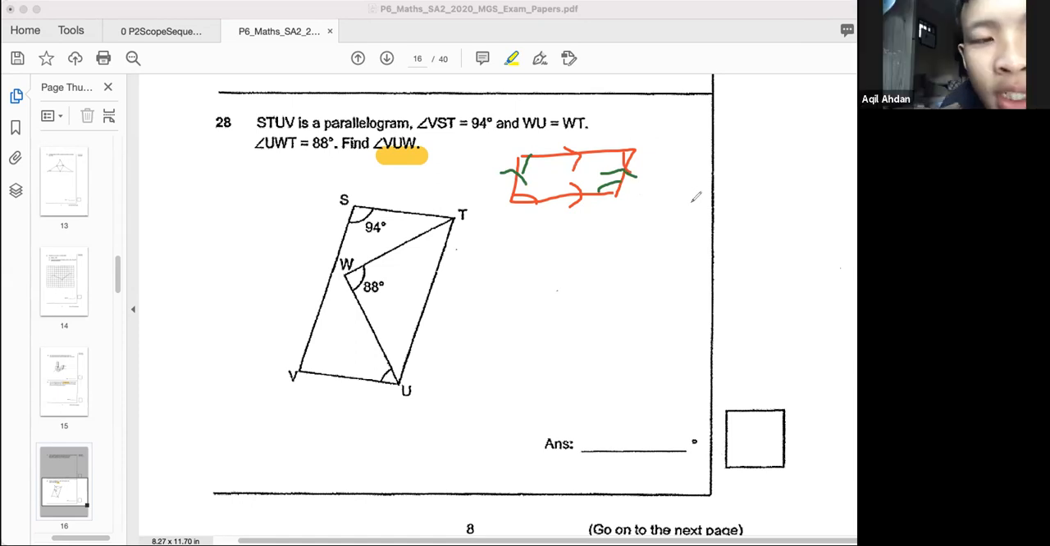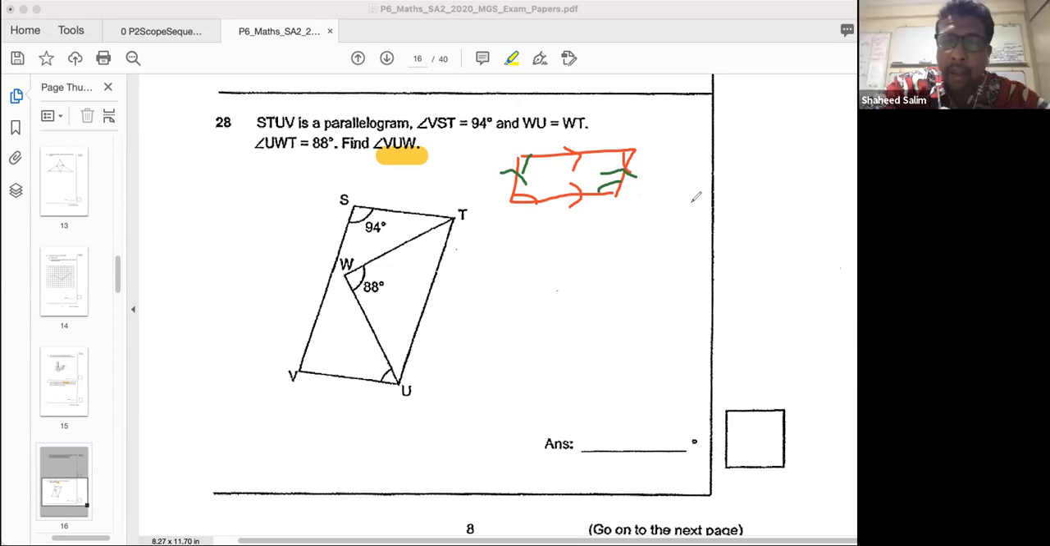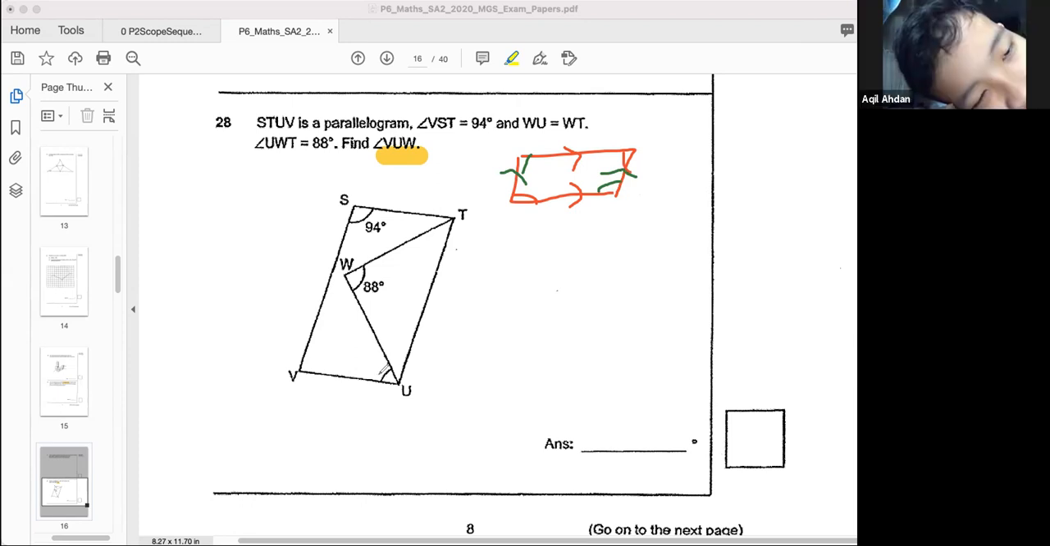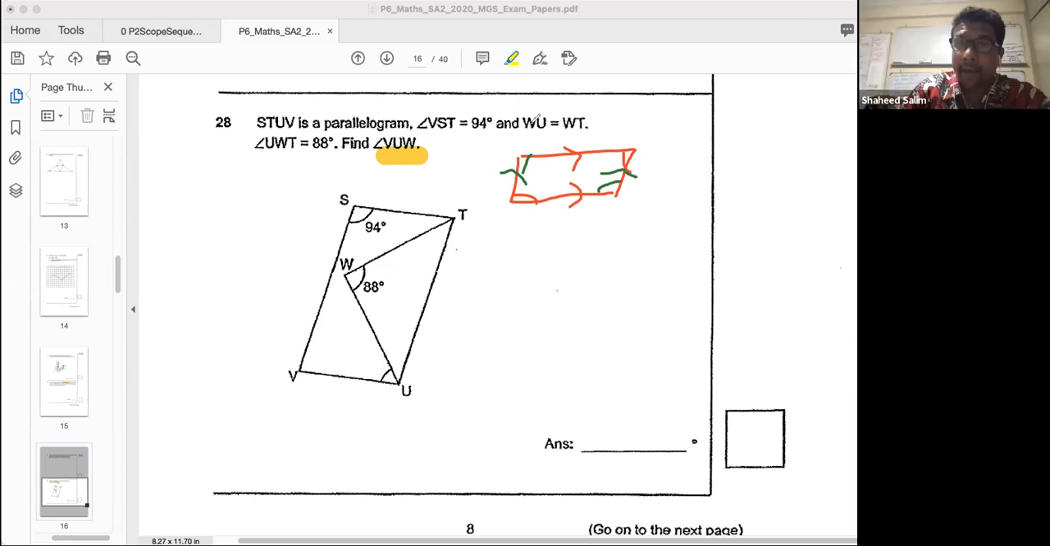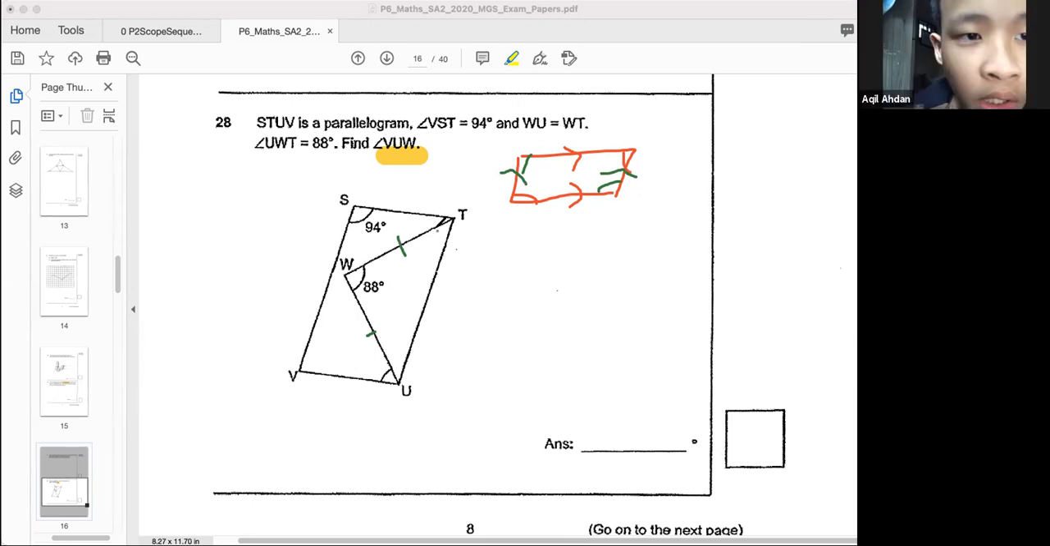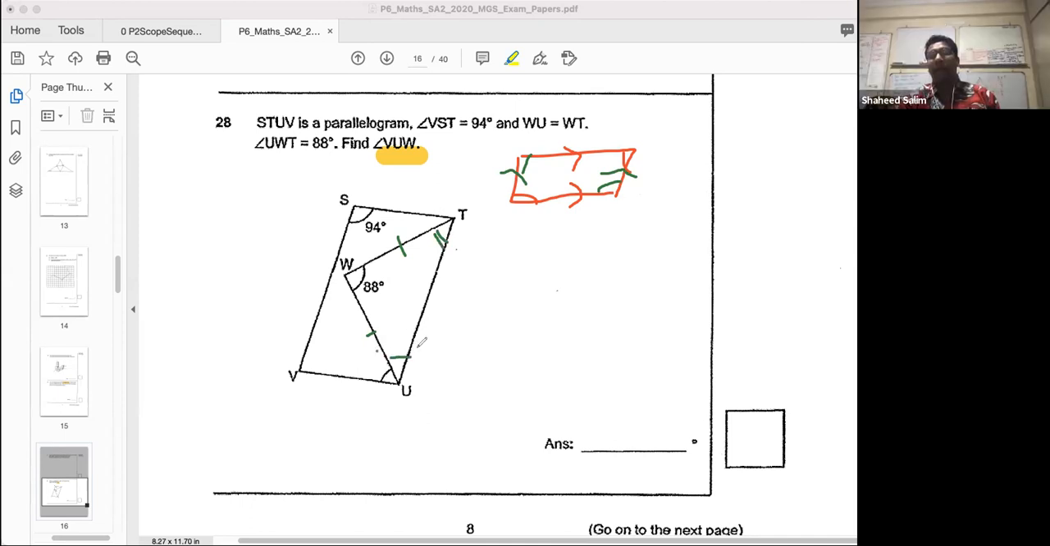Do you divide 94 into 2? But how do you know this is divided by 2? We don't know, so we cannot say. But they tell you now, WU is the same as WT. What triangle is this? Come on, you know. Isosceles. So these two angles are the same. Now you can do it.